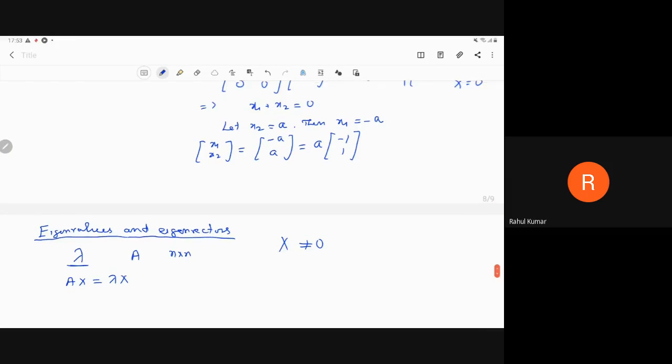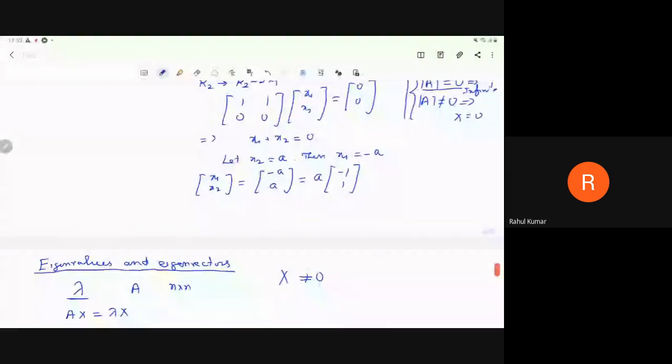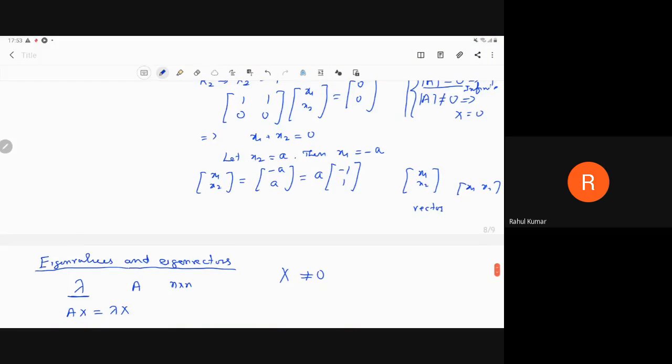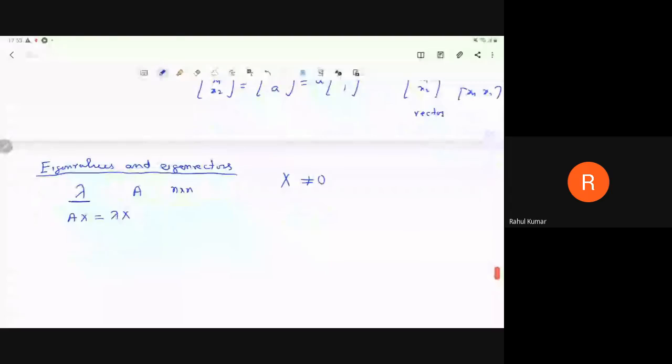Remember that we are calling a column matrix, as I wrote earlier, x1, x2, a vector. Sometimes we call it a column vector. If we write it in row form, we call it a row vector. Anyway, I will call x a vector. Okay. So here x non-zero means, since I have taken an n cross n matrix, x is a column vector or simply vector carrying n entries, x1 to xn.